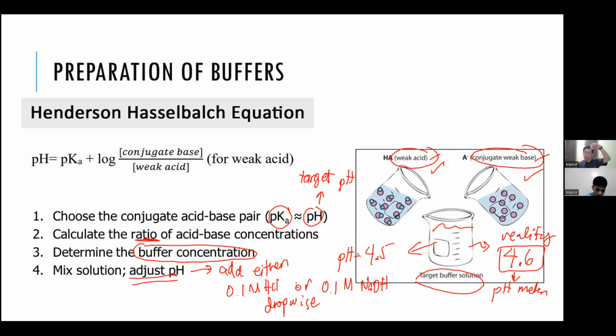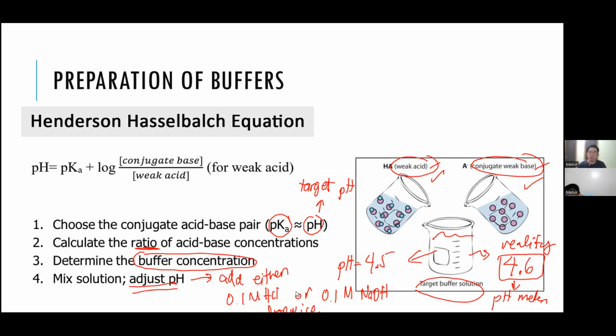Tinitignan mo yan habang nakababa yung electrode mo ng pH meter sa solution mo, tapos may continuous stirring, naka-magnetic stirrer. Mag-a-add ka dropwise ng 0.1 molar HCl until you reach 4.5. Pag na-reach mo na yung 4.5, hinto ka na sa pag-add. Tapos, yun na yun. Makukuha mo na ngayon yung target buffer mo with the correct pH. Okay?